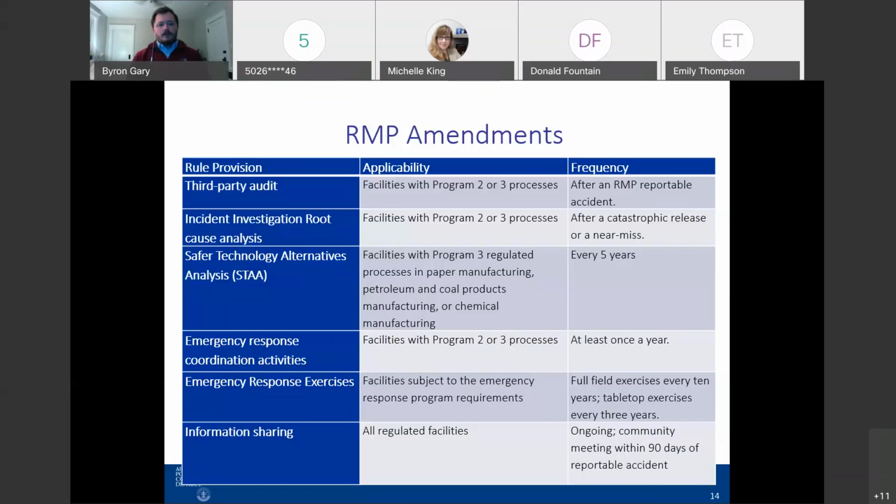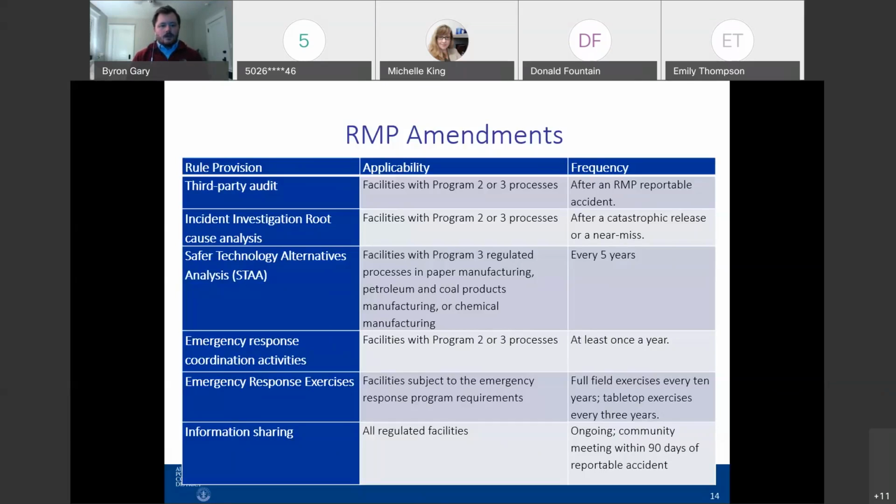There was also a new requirement for emergency response coordination activities. Facilities with program two or three processes were required at least once a year to coordinate with emergency responders. There were also requirements for emergency response exercises. Facilities subject to emergency response program requirements were required to conduct a full field exercise every 10 years and tabletop exercises every 3 years, just sort of going over what would happen were there to be an emergency at their facility.